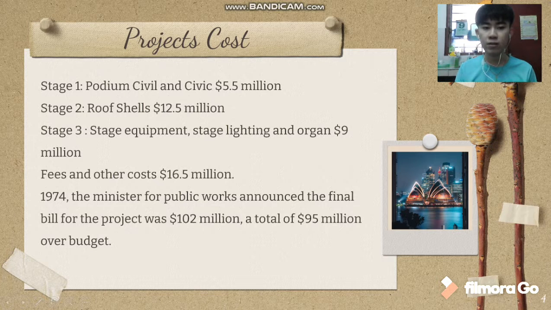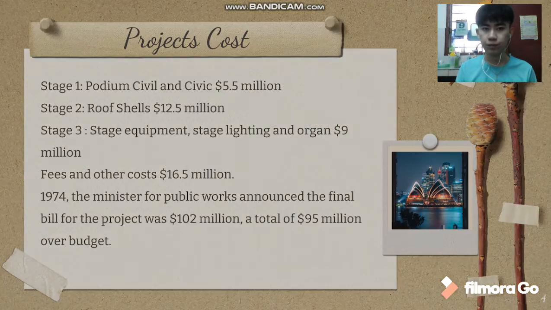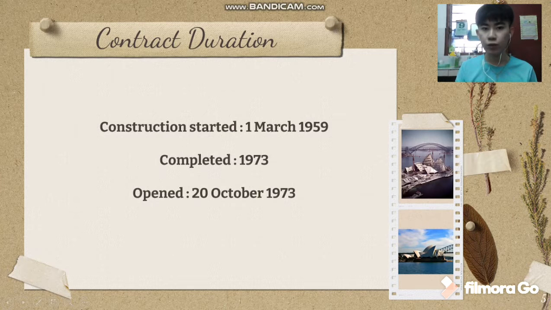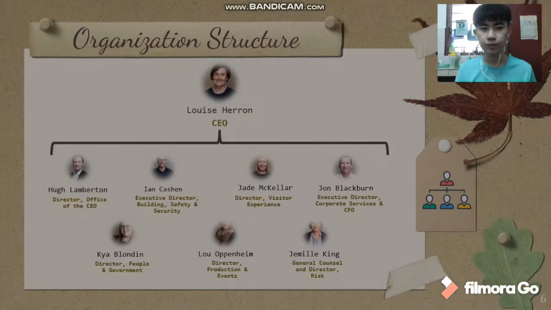In the year 1974, the final bill came out and the project was 102 million, a total of 95 million over budget. The contract duration started from 1st March 1959 and completed in 1973. The opening was, as I mentioned before, 20 October 1973.